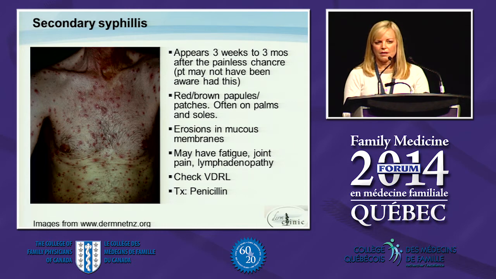And one of the things that's a bit different about it is it does have this red-brown color. And so it's sort of the red-brown, the lack of itching, and oftentimes it does affect the palms and soles. They may also have erosions in the mucous membrane. So those would be tips to point you in that direction.